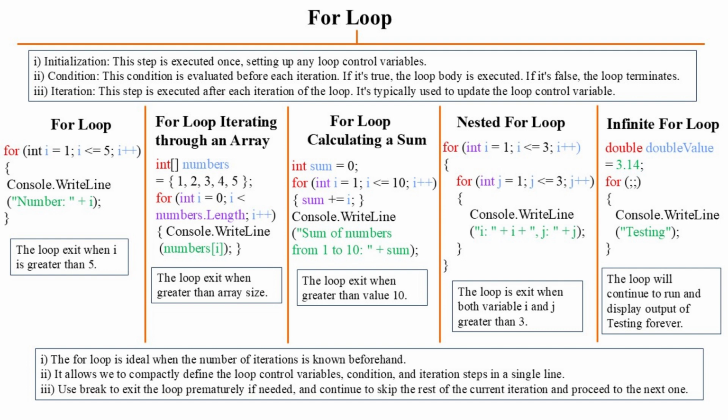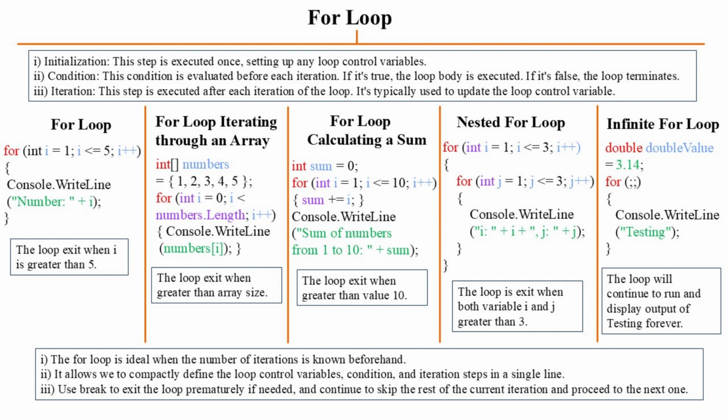In the for loop example, initialization, int i = 1, sets up the loop control variable i and initializes it to 1. Condition, i <= 5, is checked before each iteration. The loop continues as long as this condition is true. Iteration, i++, increments the value of i by 1 after each iteration. The loop exits when i is greater than 5. The program displays the output Number 1 to Number 5.